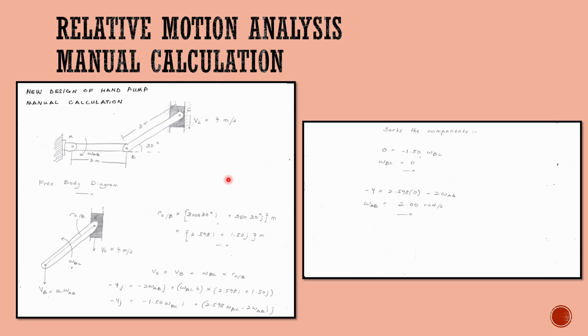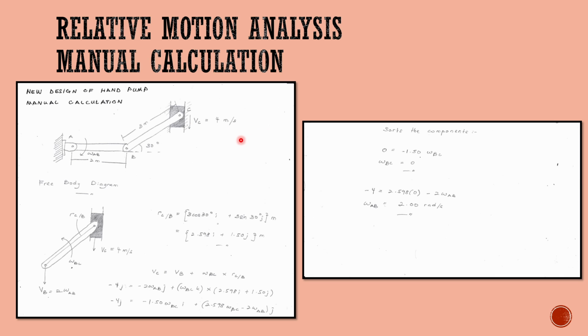Next, we move to the relative motion analysis in manual calculation. This is the manual calculation for the new design of the hand pump. Firstly, the free body diagram needs to be drawn to show the parameters that exist in the system. For example, the velocity of the piston is 4 meters per second.